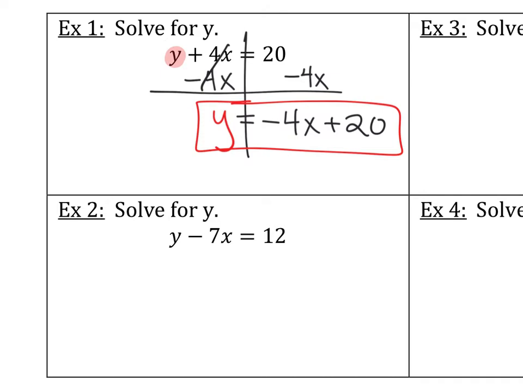Okay, you guys try example 2. It's underneath. Underneath it is example 2. You guys try that one. Okay, let's see how we did. I'm seeing some people finish.